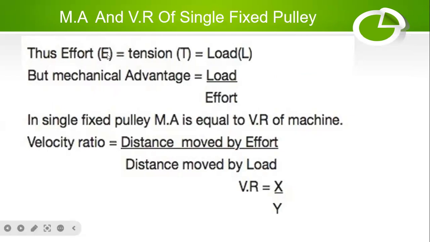First we have to know that the effort in this pulley is equal to the tension, which is equal to the load. But the mechanical advantage generally is load upon effort. Now in this single fixed pulley, MA is just equal to VR, that is the velocity ratio of the machine. The velocity ratio equals the distance moved by effort over the distance moved by load, abbreviated as VR equals x upon y.